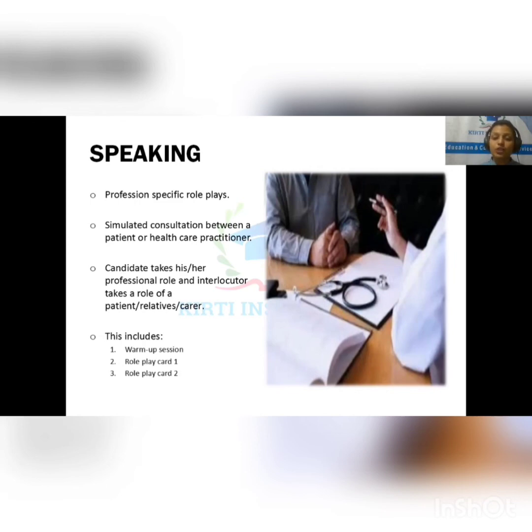At the end of the warm-up session, you will be given a role play card first. In the role play card, you will have the information about your setting, that means where you work, then the patient's background information and certain tasks. OET is a very interesting test because here you are already given what you are going to talk about. The list of tasks guides you to speak. There won't be any chance that you have no idea about what to speak, because you are very carefully guided for your speaking.